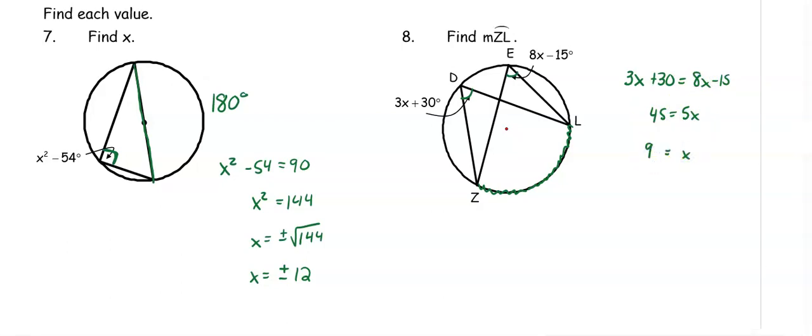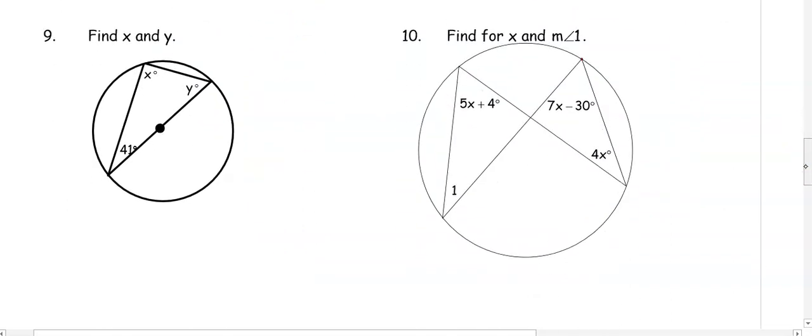Now that we know x is 9, we need to substitute back in to get our angle measurement. So we can pick either angle. I'm going to pick 3 times 9 plus 30, which gets us 57 degrees. So remember, to go from the angle to the arc, we need to double our angle. So if our angle is 57, we would do 2 times 57 to get 114 degrees. So our arc is 114 degrees.